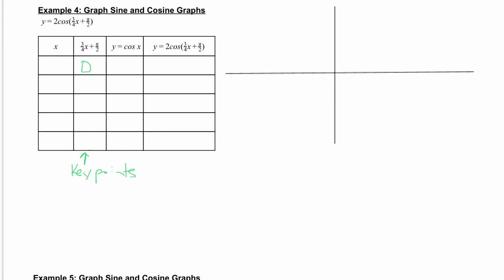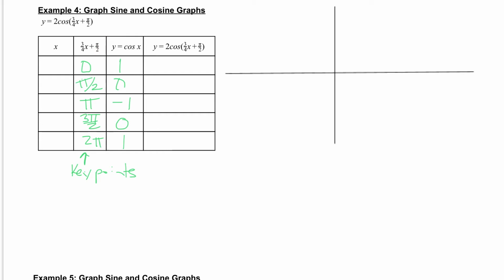So those are the same key points we always use: 0, pi over 2, pi, 3 pi over 2, and 2 pi. And then we evaluate them, just the regular cosine function. So if we evaluate cosine of 0, we would get 1. Cosine of pi over 2 is 0. Cosine of pi is -1. So this is -1. 3 pi over 2 would be 0, and 2 pi would be 1. This you're going to fill out for every graph, this middle part.